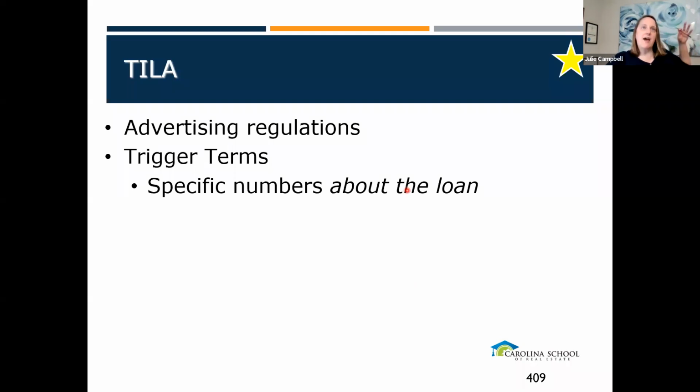If I'm advertising a house for sale and I say HOA dues are $50 per month, are HOA dues about the loan? No, it's about the HOA. So just because you see a number in an ad, don't get excited. It's got to be a specific number about the loan. Again, we'll look at some examples in a second.